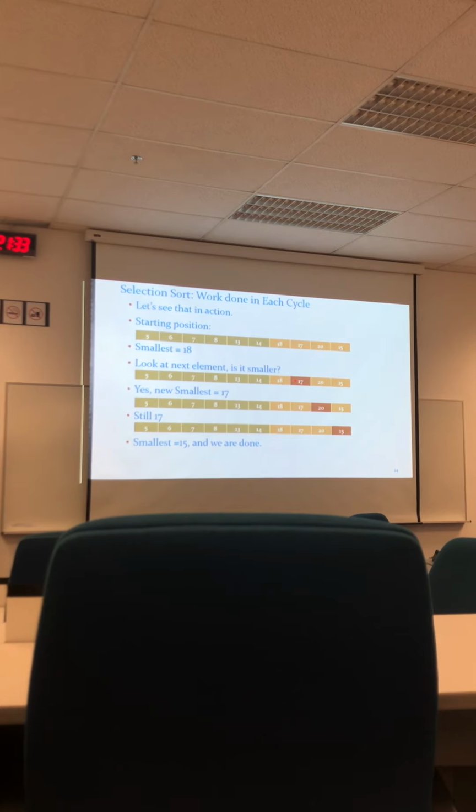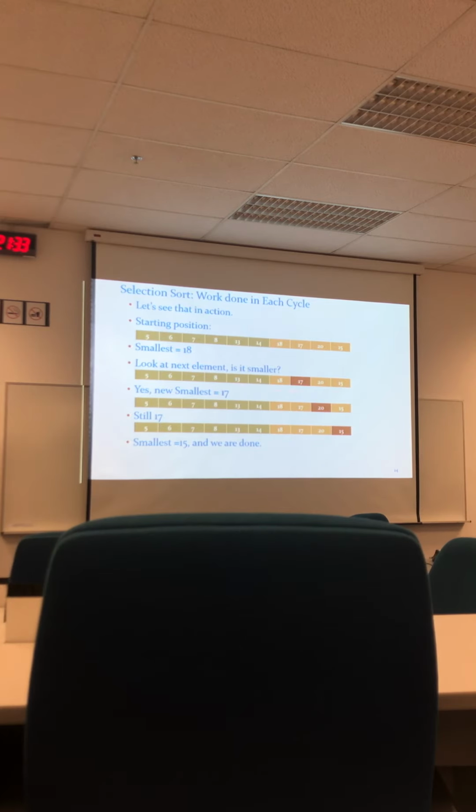In other words, here how many comparisons do we do? 1, 2, 3, 4 elements only. Initially we set the smallest to this value, so we need to do 3 comparisons, right? Compare 18 with 17, compare 18 with 20, compare 18 with 15. So if the unsorted part is 4 elements, you have 3 comparisons. You need to compare 3 times. Okay? So there's quite a number of comparisons for this particular step.